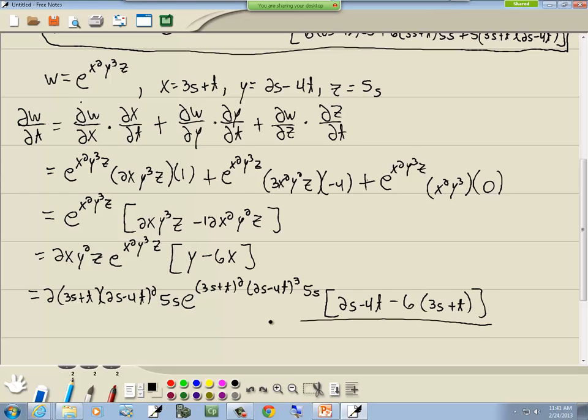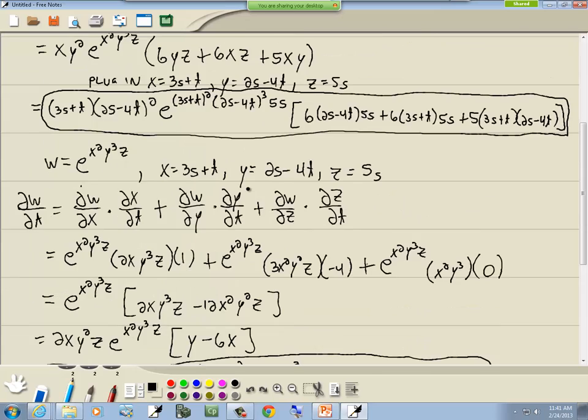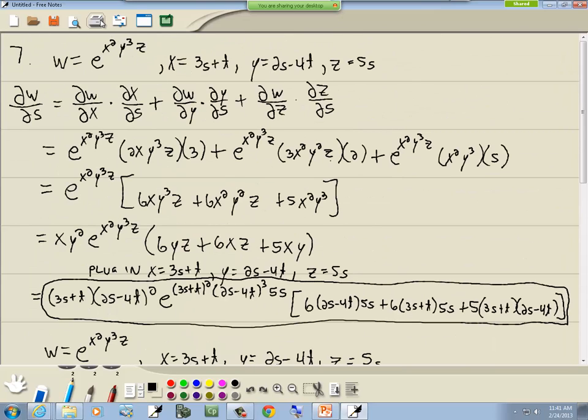And again, I'm not going to spend any kind of time simplifying that. Though it's tempting to simplify what's in the brackets there, because I could simplify that, but that's our answer. And let me save that.